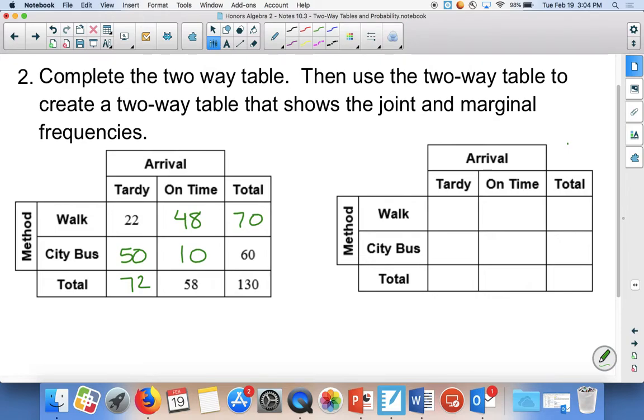So inside are your joint frequencies, and on the outside are your marginal frequencies, okay? So look back to see how we put that stuff together. So if I look at the frequencies, I'm putting together a fraction. I'm kind of getting ready for that probability, okay? But right now we're not dealing with probability. We're just dealing with the frequencies. So I look at how many people walk and were tardy. That's 22. But 22 out of what? That's out of your overall total, so 130.